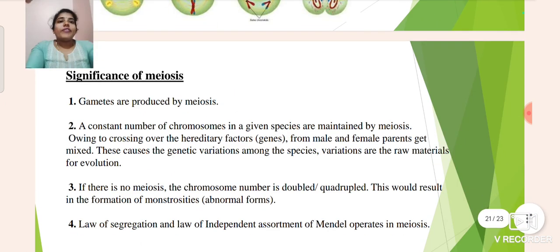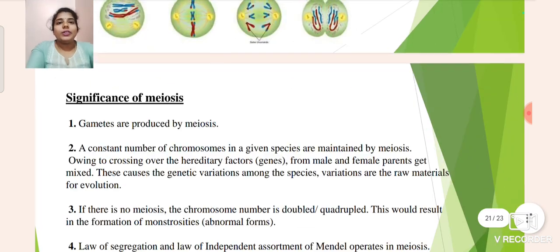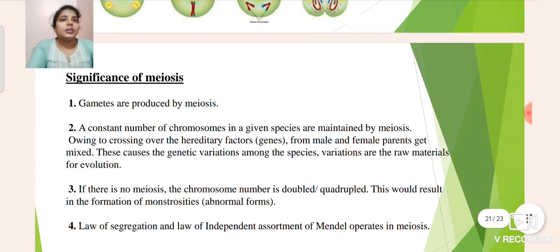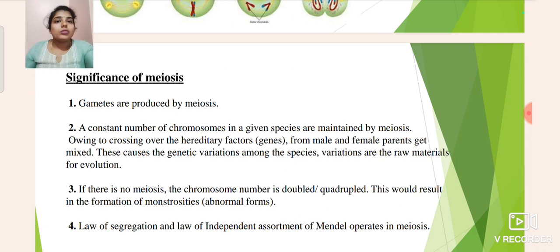So finally, what is the significance of meiosis? What process will be formed? Let us discuss one by one. Gametes will be produced by meiosis. Meiosis is the only process that does this. When meiosis occurs, daughter cells will be formed. If there is no meiosis, there are no daughter cells or gametes. So gamete formation happens only through the meiosis process.